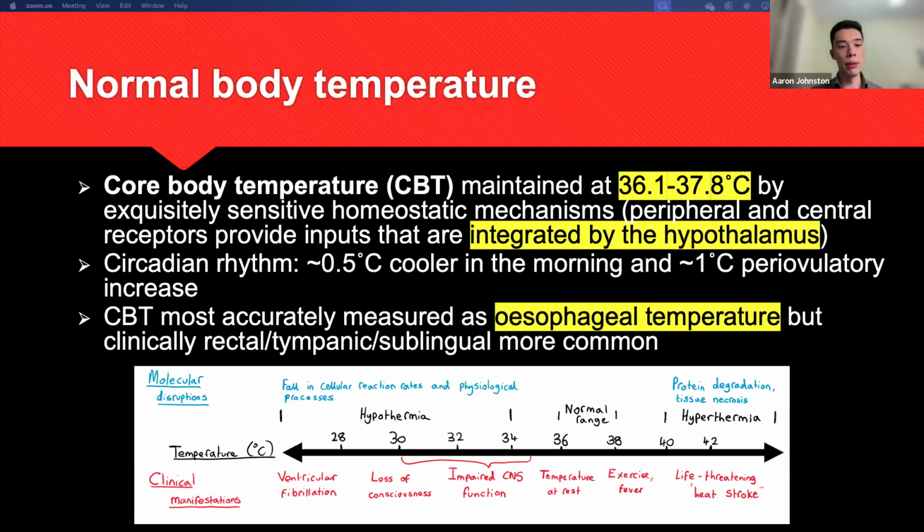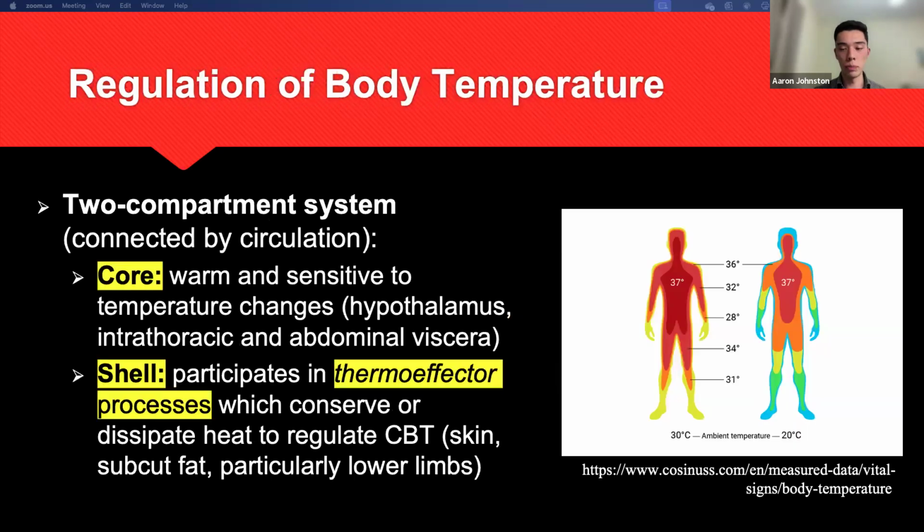And remember that body temperature follows a circadian rhythm. We're slightly cooler in the morning, and there's also a change in temperature associated with the phases of the menstrual cycle. And this is just to say at the end that core body temperature is most accurately measured in the esophagus, but this is not that feasible clinically. So rectal, tympanic, sublingual, etc., are all suitable measurements of core body temperature.